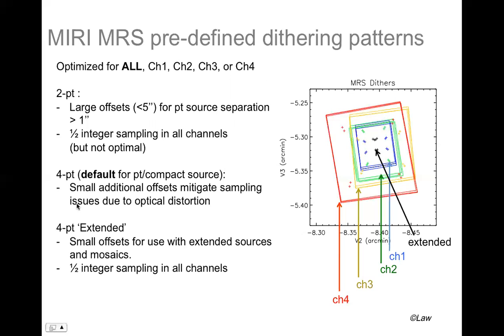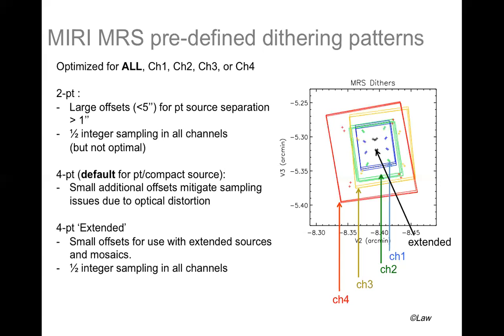There are 3 different configurations. There's a 2-point channel, it's like a nodding. The pattern has very large offsets, larger than 1 arcsecond, and it will provide a half integer sampling for all channels, but it's not optimal because there is some distortion in the field of view.